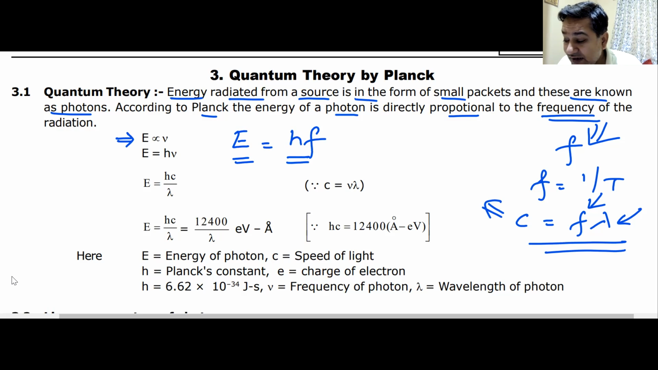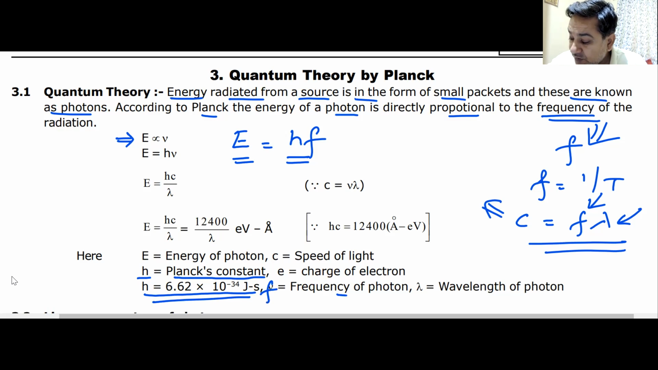H is known as Planck's constant because he found out this relation. You should remember its value. If a question comes, the value would be given to you. Don't worry about that, but still you must know the value of Planck's constant is 6.62 into 10 raised to the power minus 34. The SI unit is joule seconds. You can also find out its dimension. I will leave that to you.